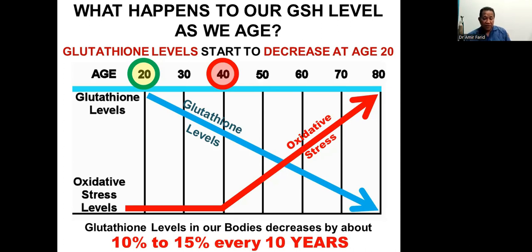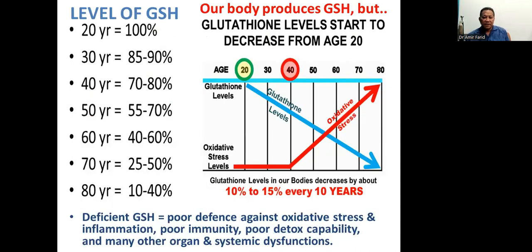Okay, so since glutathione is so important, and now that we know it comes down with age, we need to boost up glutathione to avoid all those health problems that we talked about. And certainly, if you want to live long, you cannot just age gracefully and let this happen. You have to do something to reverse this decline in glutathione and keep it high throughout. Look at the estimated level of glutathione as you age compared to when you were 20 years old.